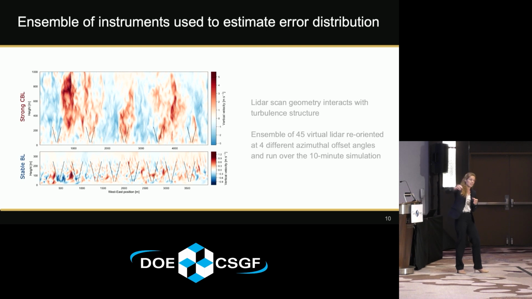So in a convective case, we have these large convective plumes, versus a stable case, where we have much smaller mechanically forced structures. And I've superimposed the LiDAR scanning geometry, so it's not hard to believe that this sort of fixed geometry will have a different filtering effect and interact differently with these very different regimes of turbulence. And so by running ensembles of the virtual instrument within these domains, we can start to get an idea of what the distribution of error looks like in these different turbulent regimes.